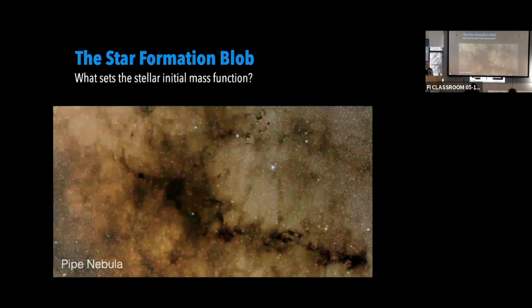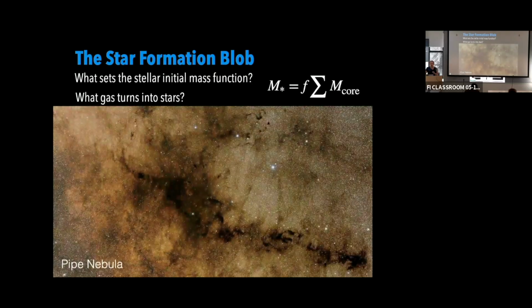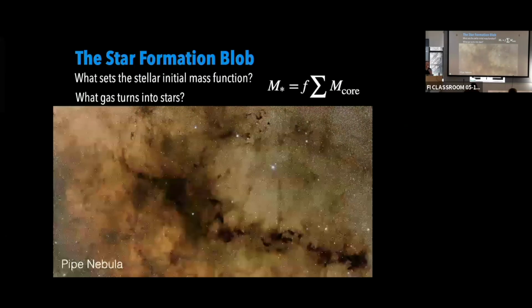Other star formation questions you might care about is what sets the stellar initial mass function? What gas actually goes on to turn into stars? And this seems to be related to these dense cores. We look for the densest regions, the ones we think are probably star forming, and then there's some efficiency factor between this dense gas and the stars that are formed.